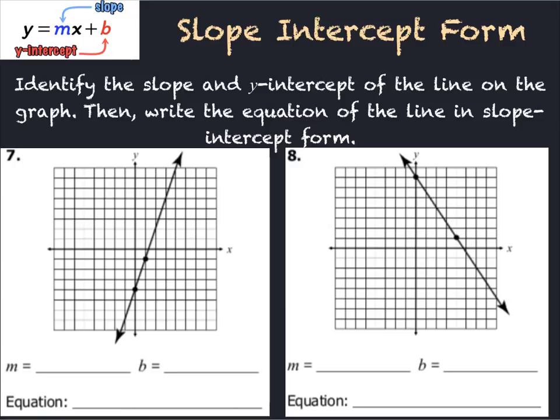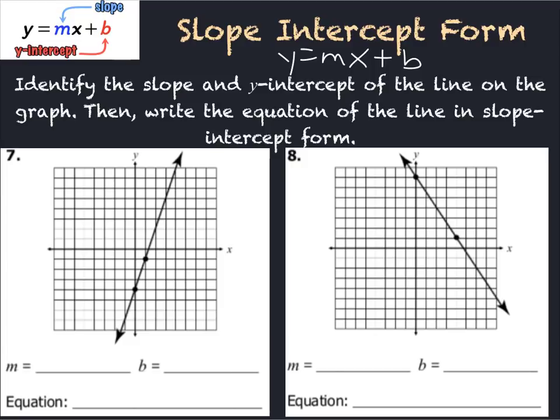What about given a graph? How would we write an equation in slope-intercept form given a graph? Well, we need to figure out, remember, slope-intercept form is y equals mx plus b. So we need our slope and our y-intercept in order to write an equation in slope-intercept form.